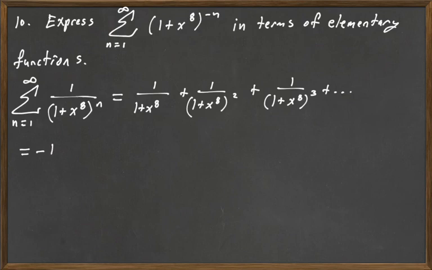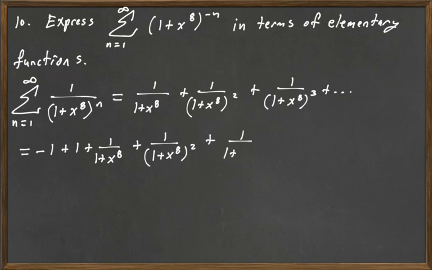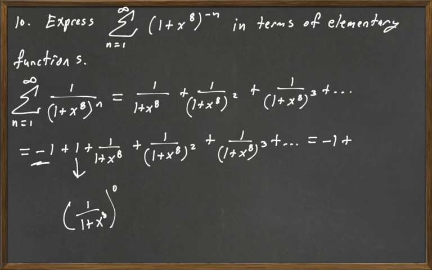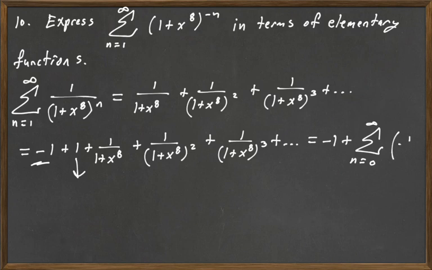So what we're going to do is we're going to add and subtract 1. So we have a negative 1 plus 1. That doesn't change anything. And then the rest of the series. 1 over 1 plus x to the 8th plus 1 over 1 plus x to the 8th squared plus 1 over 1 plus x to the 8th cubed, and etc. Alright, so that negative 1 we're just going to leave there. The 1 here, we can write that as 1 over 1 plus x to the 8th to the 0, and we can put that in with our series now. It's going to be negative 1 plus the sum n equals 0 to infinity of 1 over 1 plus x to the 8th raised to the n power.